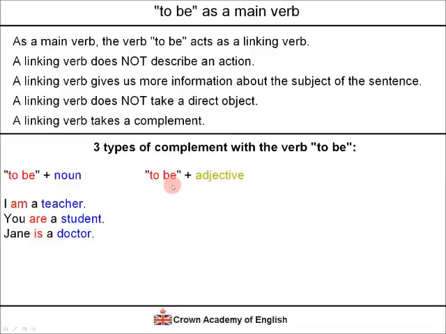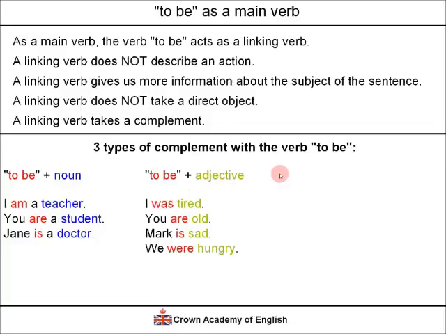We can also have to be followed by an adjective. And this is called an adjective complement. I was tired. You are old. Mark is sad. We were hungry. Okay? So again, this is referring back to the subject. There is no action here. We are just describing the subject. We are giving more information about the subject of the sentence.